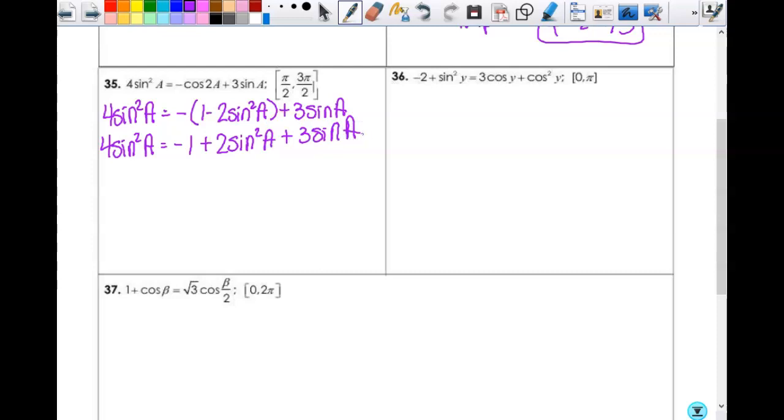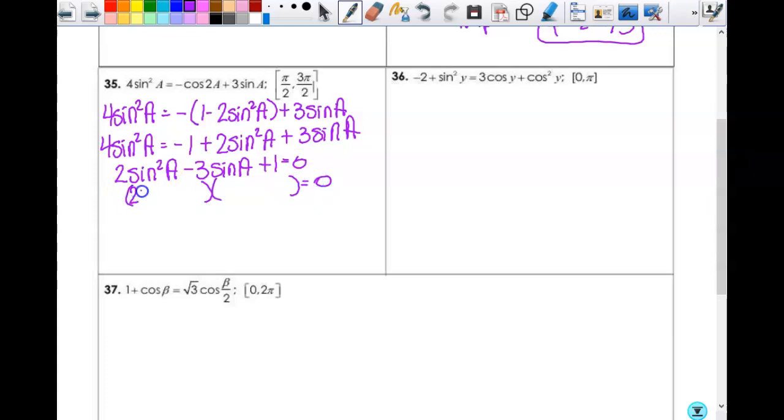I want to set it equal to 0, so move everything over to the left. So 4 sine squared, oh, not 4 anymore. I guess I should pay attention to what I'm moving. I've got 4 sine squared on the left and 2 over here. So when I subtract it out, I'm going to get 2 sine squared a minus 3 sine a plus 1 equals 0.